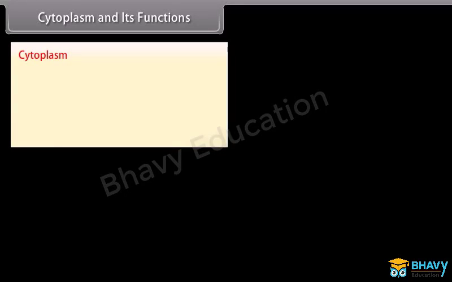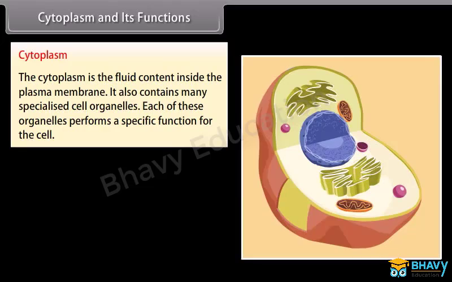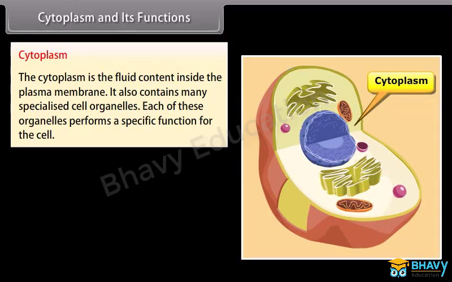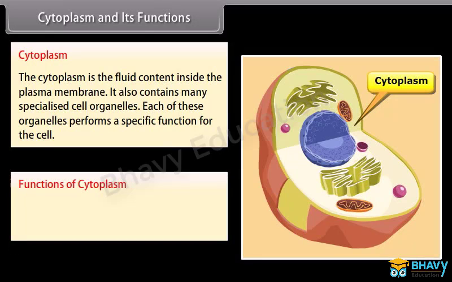Cytoplasm and its functions. The cytoplasm is the fluid content inside the plasma membrane. It also contains many specialized cell organelles. Each of these organelles performs a specific function for the cell. Functions of cytoplasm. In cytoplasm, all cell organelles are embedded.